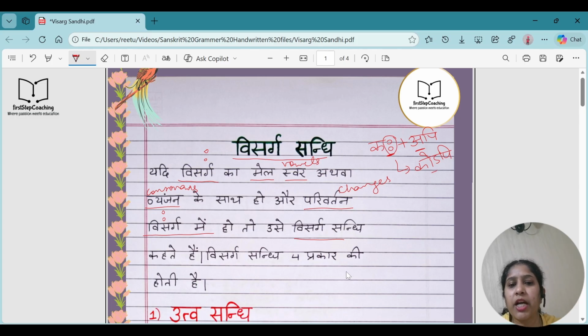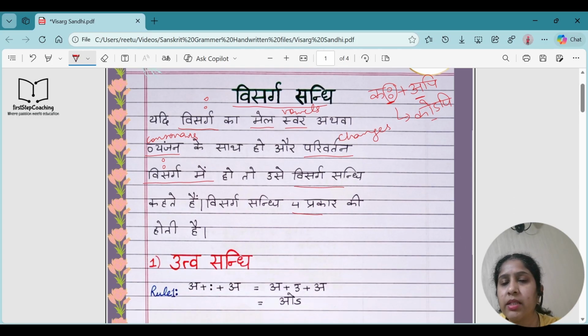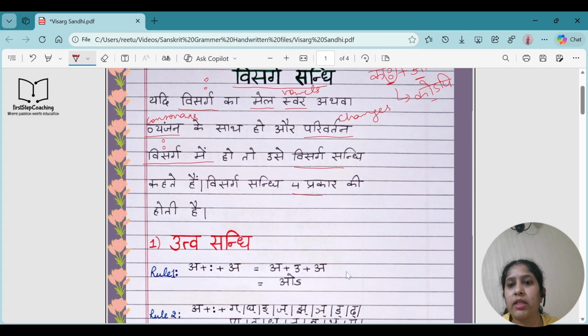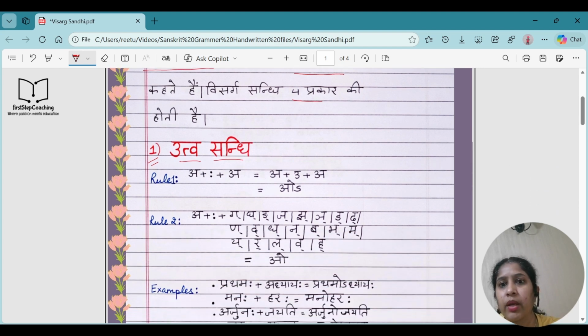Fine. Visarg Sandhi चार प्रकार की होती है, means it is of four types. One by one we will discuss the sandhi rules. First is Utva Sandhi. Utva means visarg is going to change into u ki matra. Got it? The first rule says a plus visarg plus a. The first word is ending with a and a visarg.